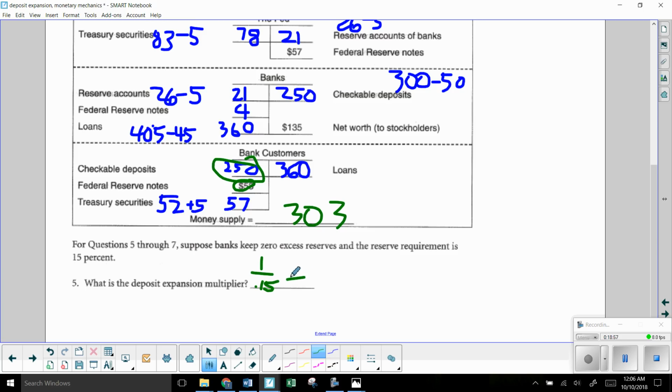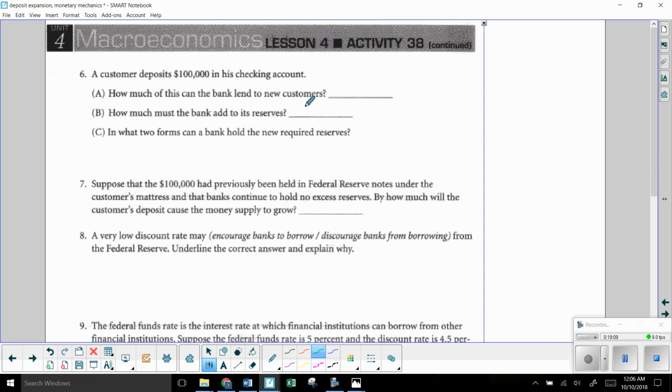And I think that gives us a value of 6 2/3. And I don't think I'll ever make you do a lot of work with a money multiplier that has a fraction in it, especially thirds aren't that friendly. But anyway, we could do that.